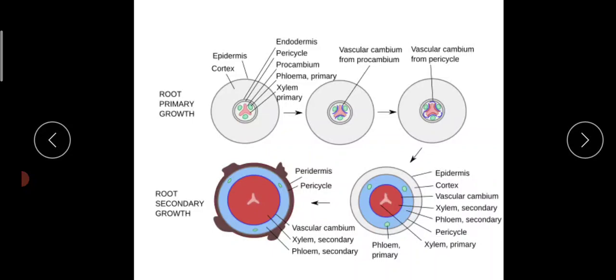Likewise in the dicot stem, here also the first step is the formation of cambial ring, and then the cambial ring becomes active and forms the secondary tissues, and the third step is periderm formation. All that is the same, but the formation of the cambial ring is somewhat different in this case.